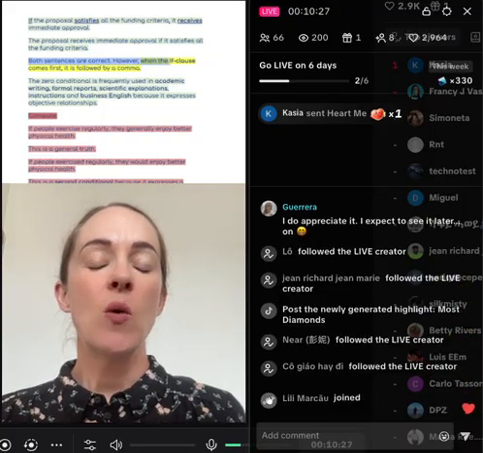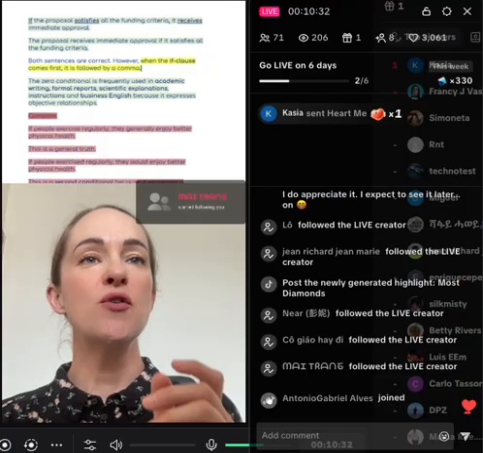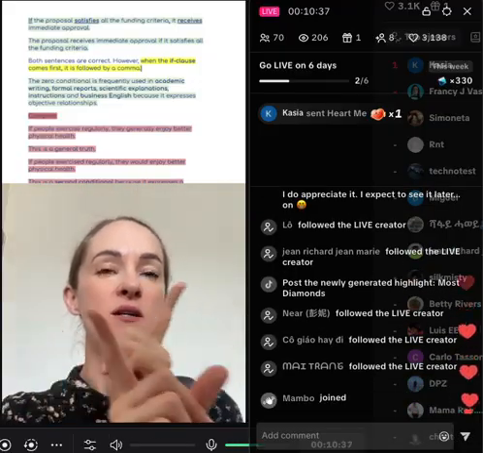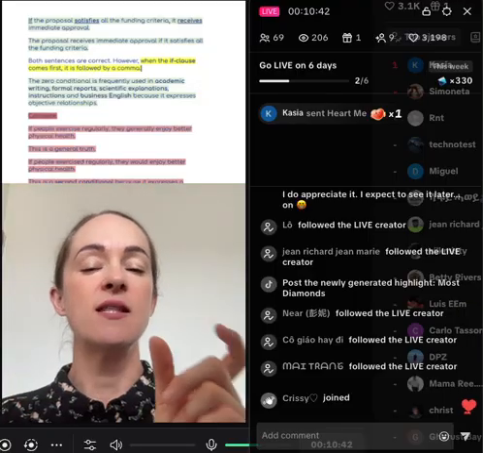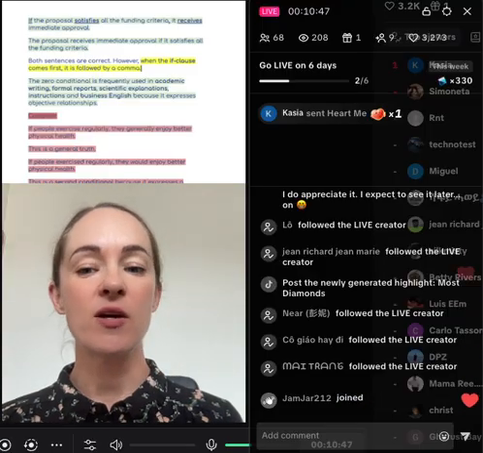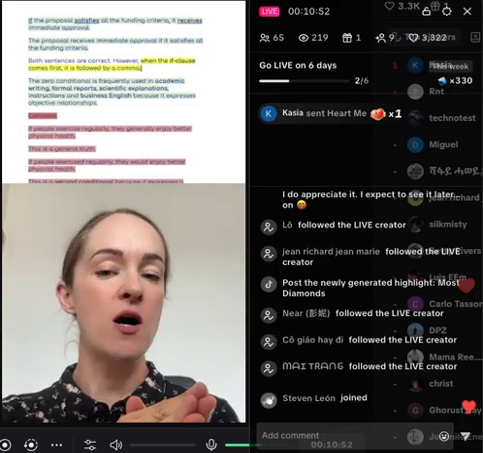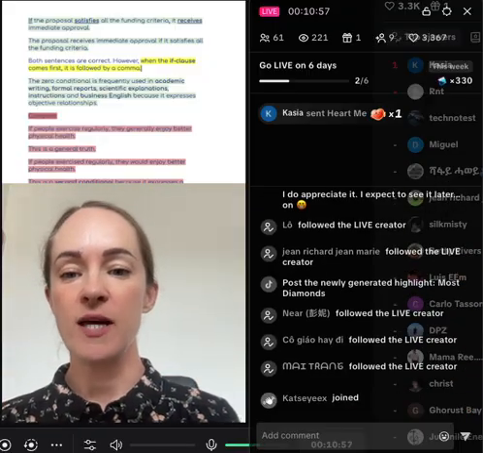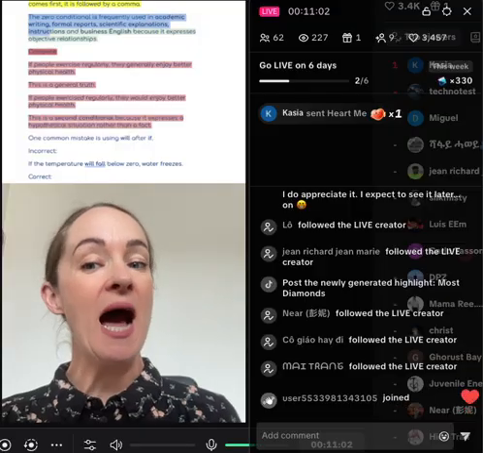However, when the if clause comes first, it is followed by a comma. So if you start your conditional with if, you need to use a comma. If you put it in reverse, with the result first and then the condition, the if in the middle, you don't need to put a comma. Okay? So this applies to all of the conditionals. If it's if first, you must put the comma in the middle. If if is in the middle, you don't need to put a comma. Okay, that's important. The zero conditional is frequently used in academic writing.